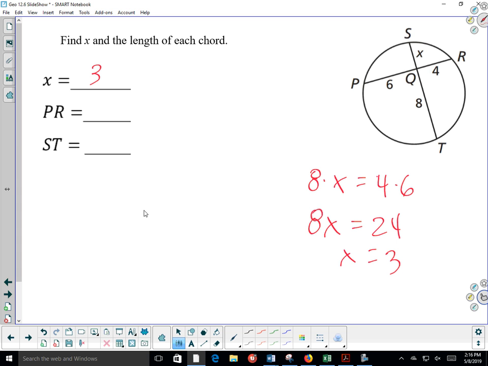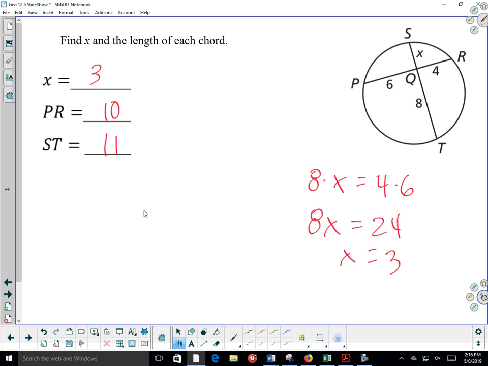If x is equal to 3, can you help me out with the length of PR, Isabella? I think you're thinking too hard. What's the length of segment PR? It's 10. So 6 plus 4 is 10. And how about the length of segment ST, Connor? 11. Are we okay with this?